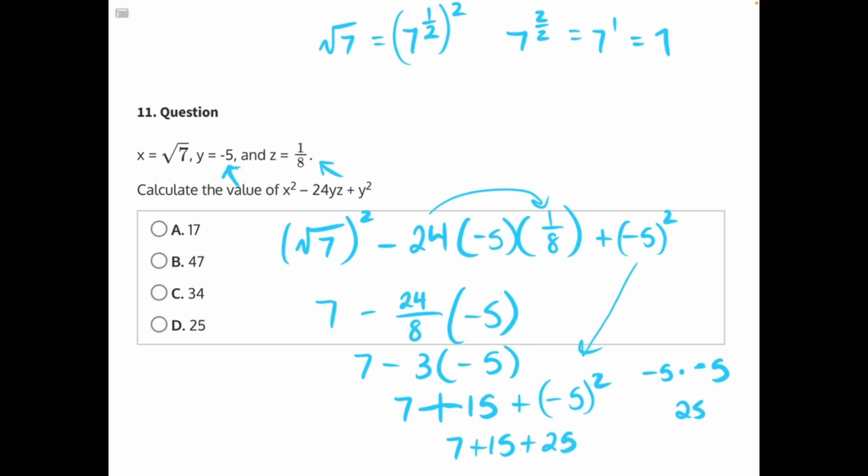Let's start by doing 25 plus 15. 5 plus 5 is 10, carry the 1. 1 plus 2 is 3 plus 1 is 40. Then add 7, and you will get 47. Answer choice.